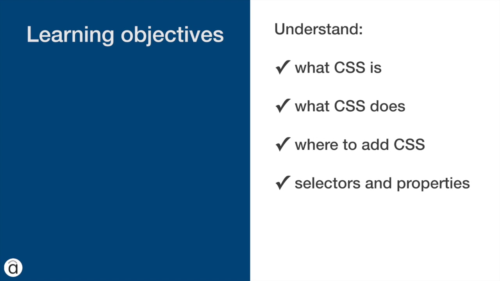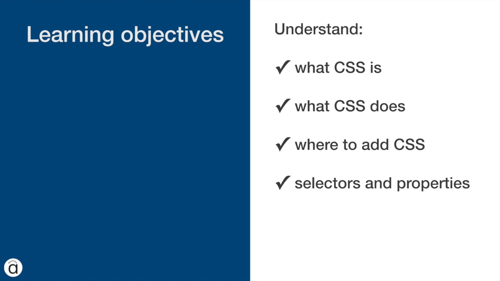So going back to learning objectives, we were talking about CSS and what it is. Well, it is short for cascading style sheets. What it does, well, we can add colors and borders and margins and white space and fonts and font sizes and so on and so forth. Where do we add it? Well, we can either add it inline, which is bad practice.